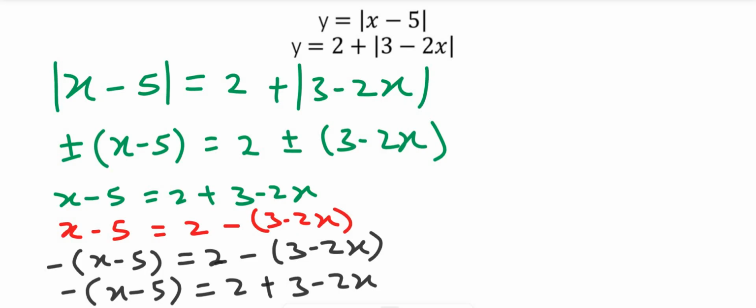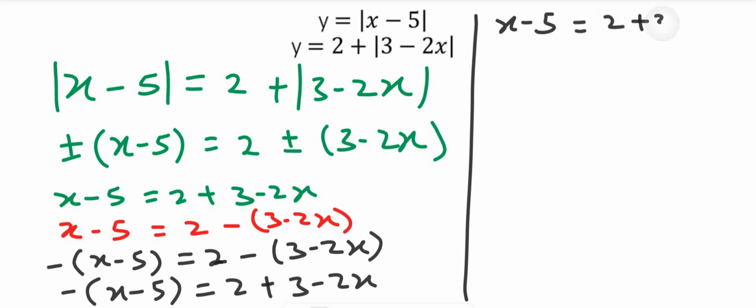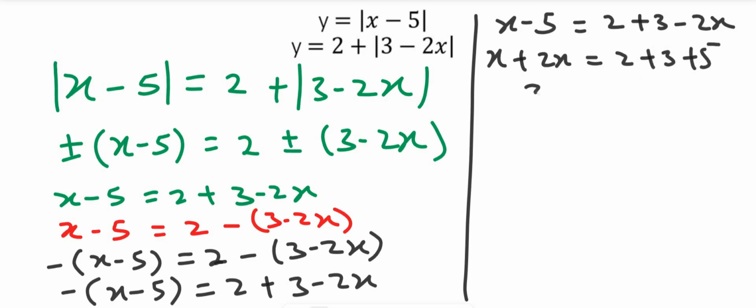In order to move on, after getting the four values of x, I need to check if the four values of x satisfy the two equations. So let me solve each of them one by one. The first one, x minus 5 equal to 2 plus 3 minus 2x. Now in solving this, I have x plus 2x equal to 2 plus 3 plus 5. So I have 3x equal to 10. x is 10 over 3.